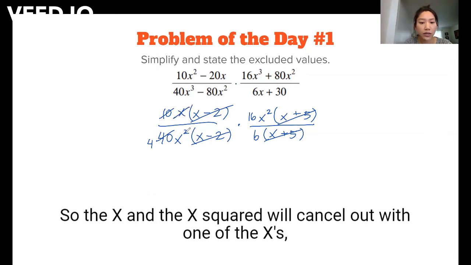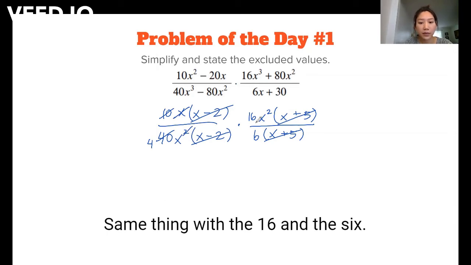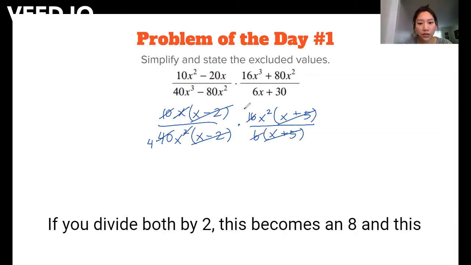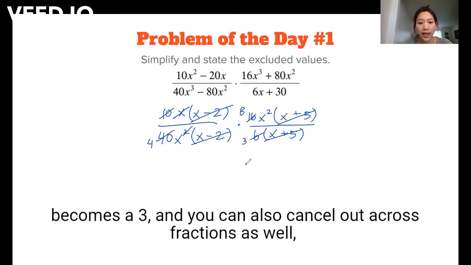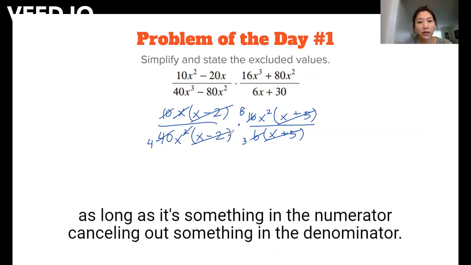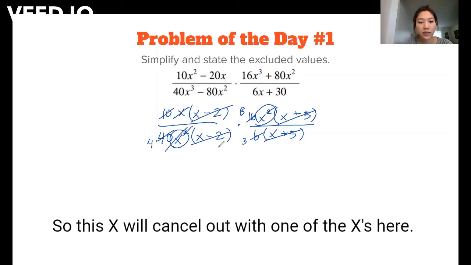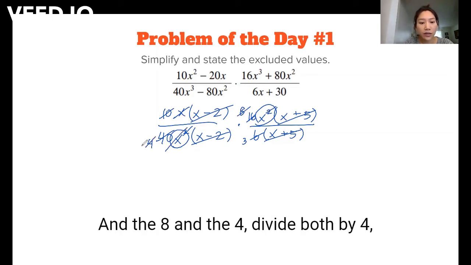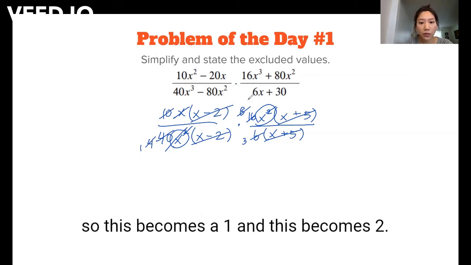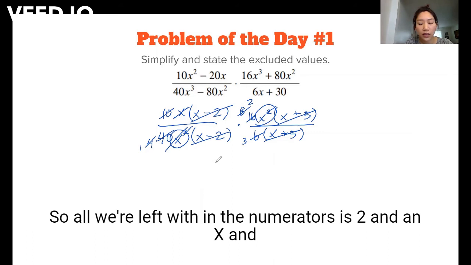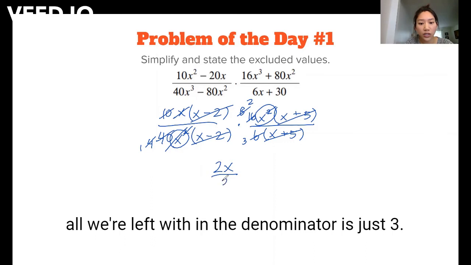The same thing with the x's. So the x and the x squared will cancel out with one of the x's. Same thing with the 16 and the 6. If you divide both by 2, this becomes an 8, and this becomes a 3. And you can also cancel out across fractions as well, as long as it's something in the numerator canceling out something in the denominator. So for example, the x squared here and the x here also cancel out. So this x will cancel out with one of the x's here, and the 8 and the 4 divide both by 4, so this becomes a 1 and this becomes 2. So all we're left with in the numerators is 2 and an x, and all we're left with in the denominators is just a 3.